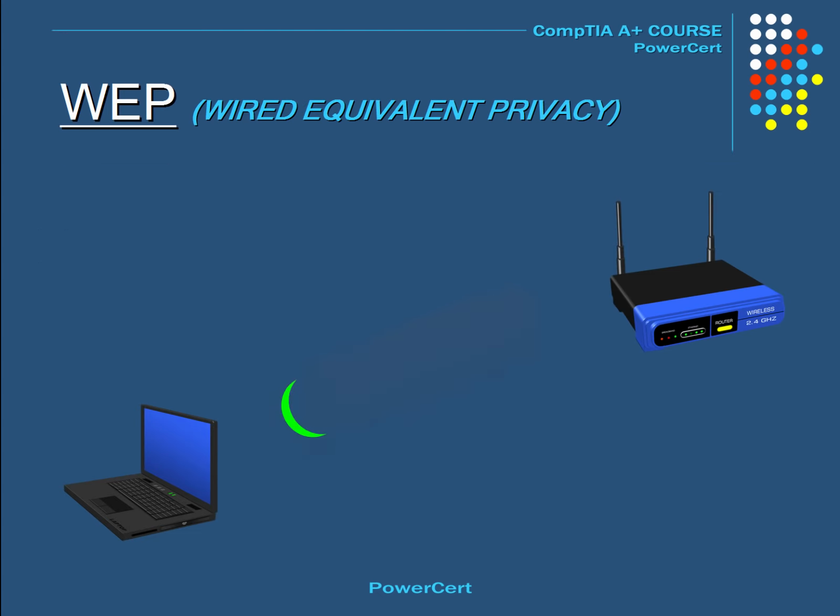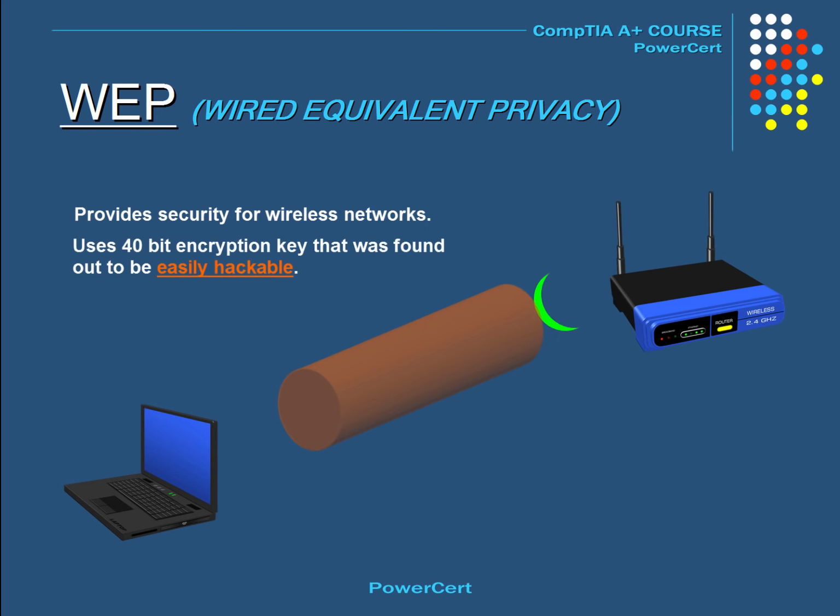Wired Equivalent Privacy is one of the security protocols that are used for wireless networks. As its name implies, it's meant to supply the same security to wireless networks as it did for wired networks. But this turned out not to be the case. After time, it was found out that the 40-bit encryption key that WEP used was not secure, and it was easily hackable. So a better security protocol was needed for wireless.